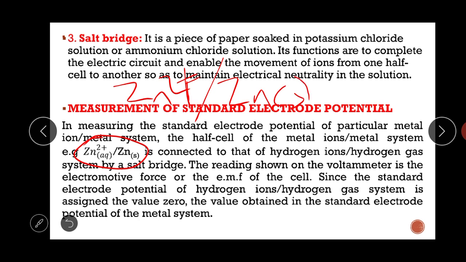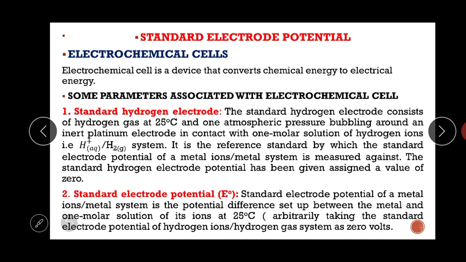Now, in measuring the standard electric potential of a particular metal or ion, the half cell of the metal system is connected to that of the hydrogen gas system by a salt bridge. So a salt bridge is one that will be in between the half cell of that metal and that of hydrogen. As I said, the standard hydrogen electrode is used as a standard here.